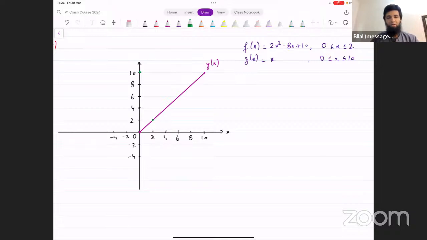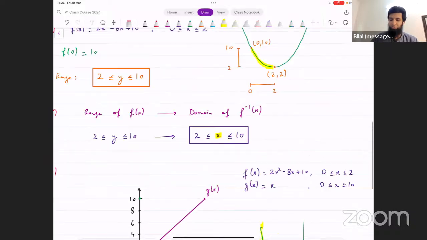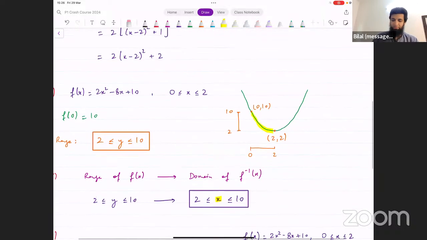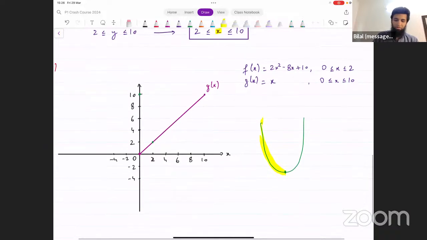So what does the graph look like now? We know it's a U-shaped graph, and the graph that we have here is only the left side of the turning point. Only this part is valid. Okay, so what does it look like then? The graph is going to be something like this.